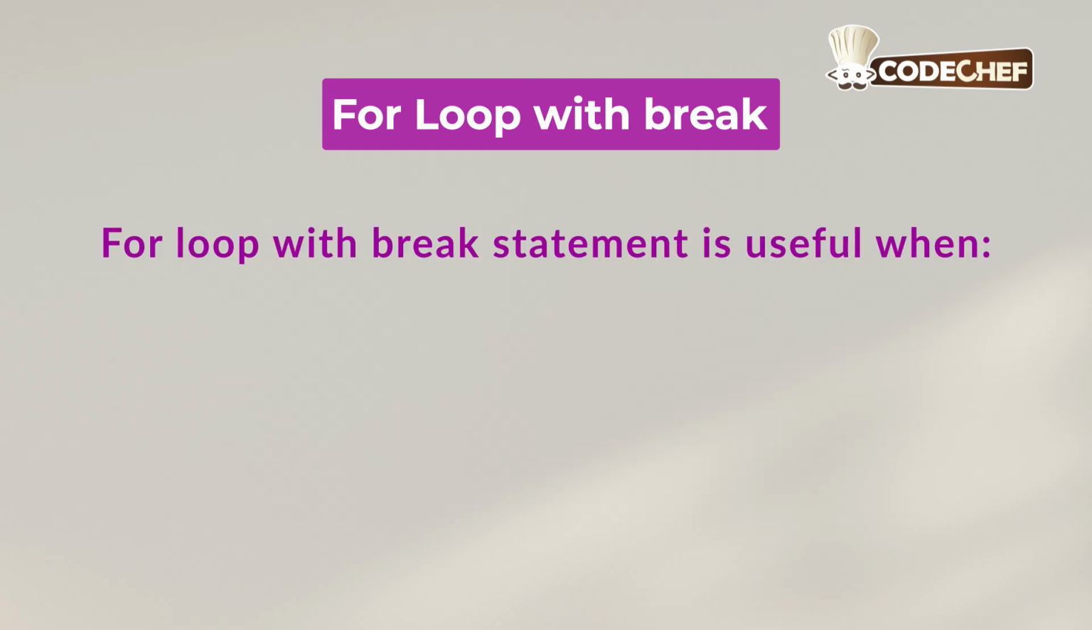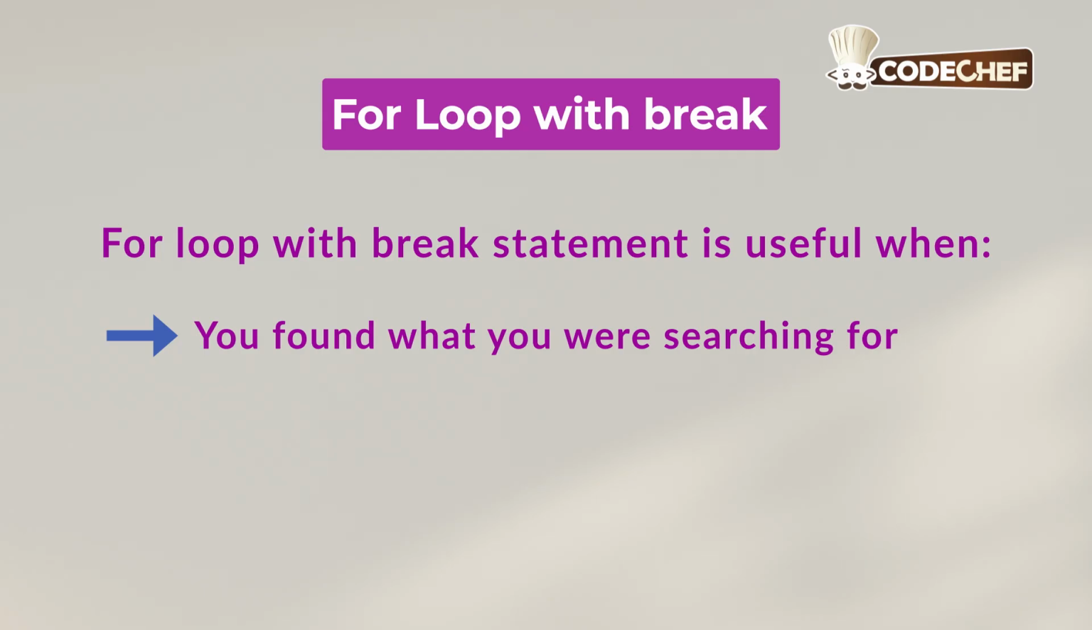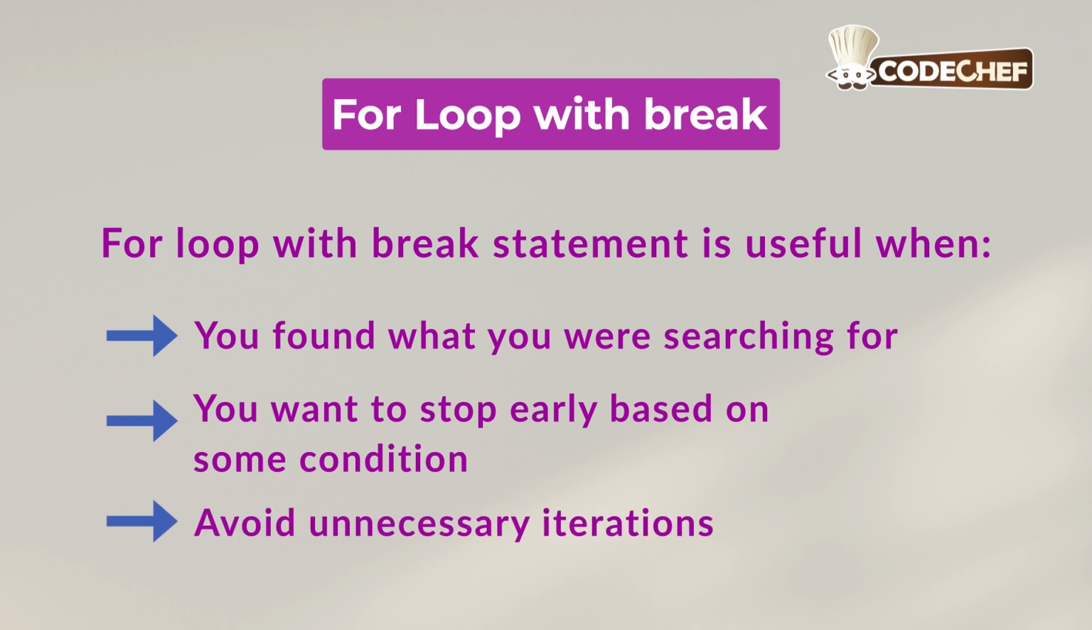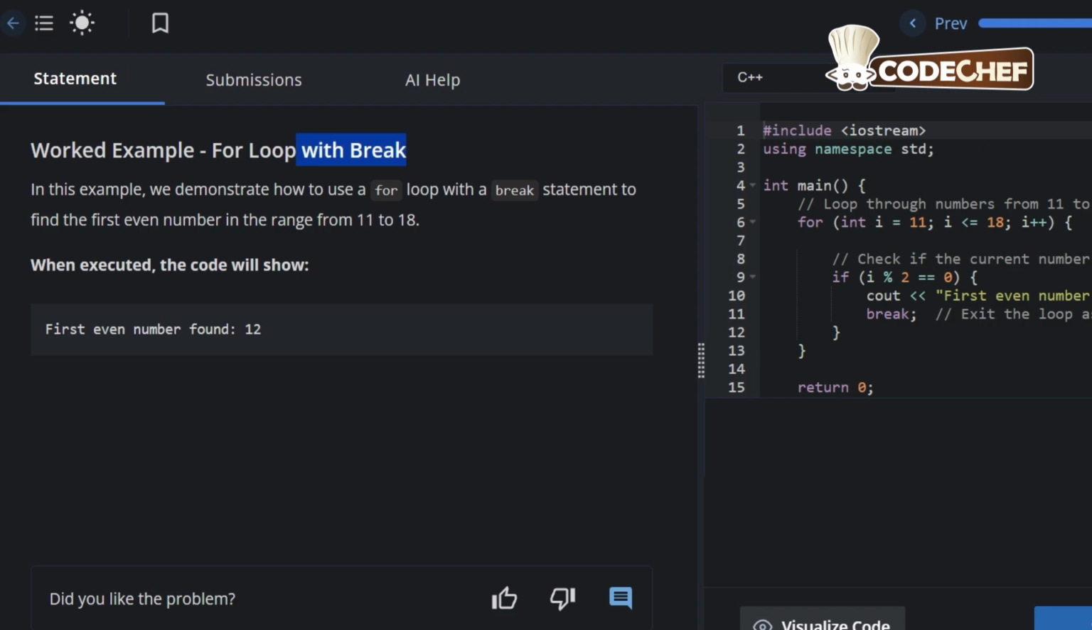For loop with break statement is useful when you found what you were searching for, or you want to stop early based on some condition, or to avoid unnecessary iterations. Now let us go to the CodeChef platform to see how to use for loop with break statement in C++. The program objective is for loop with break, and the expected output is first even number found: 12.